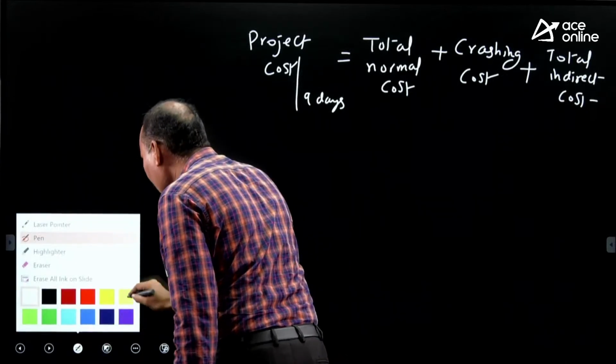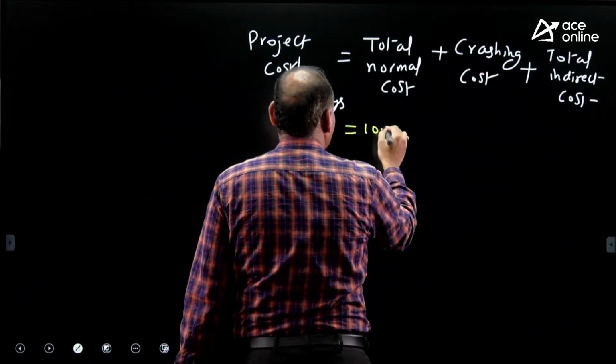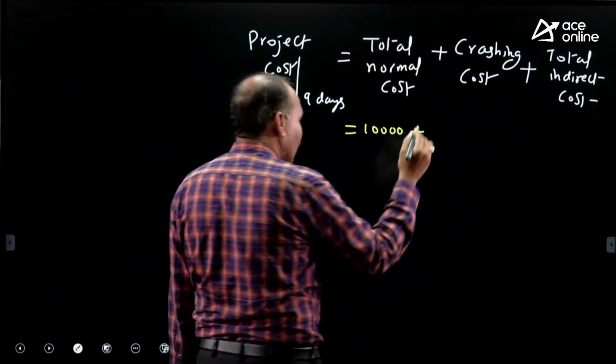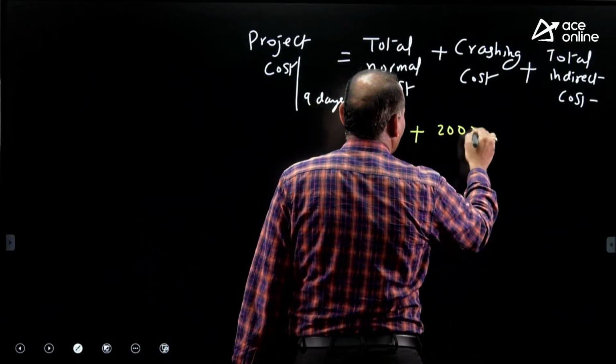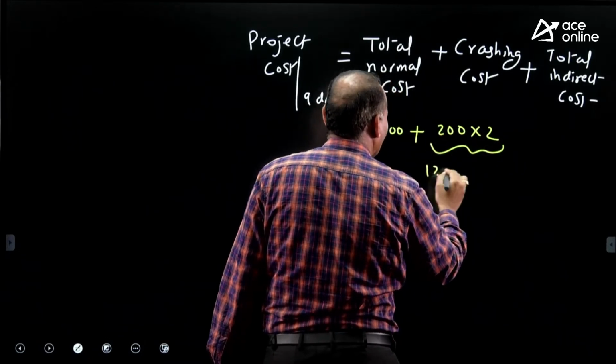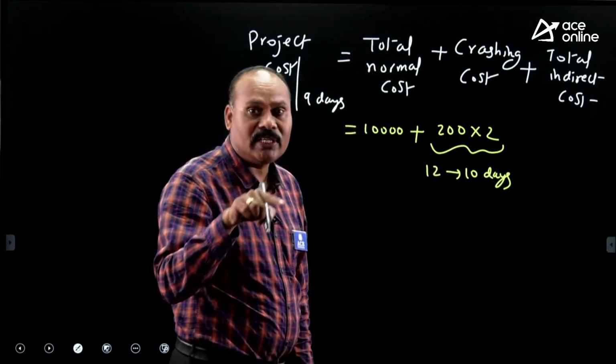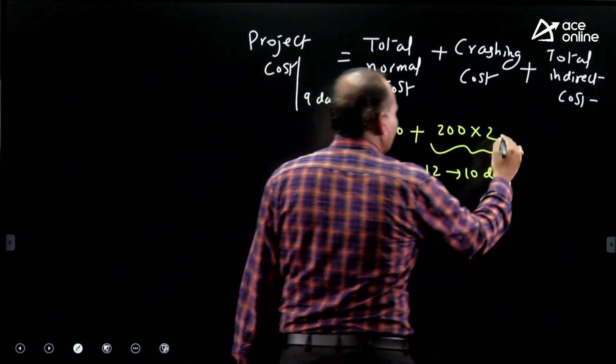So total direct cost was given as 10,000. Crashing cost, how much money was spent? In the first stage 200 into 2. This is actually for 12 to 10 days. Daily 200 for activity yes. So 2 days you have crashed.